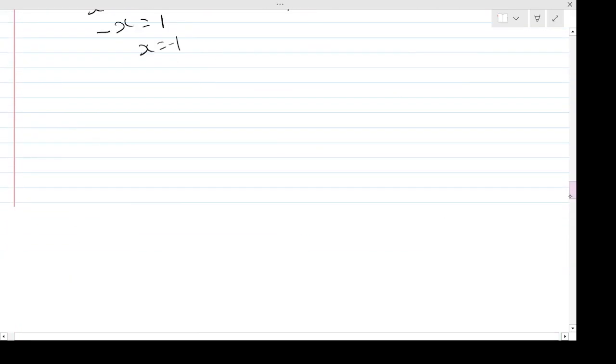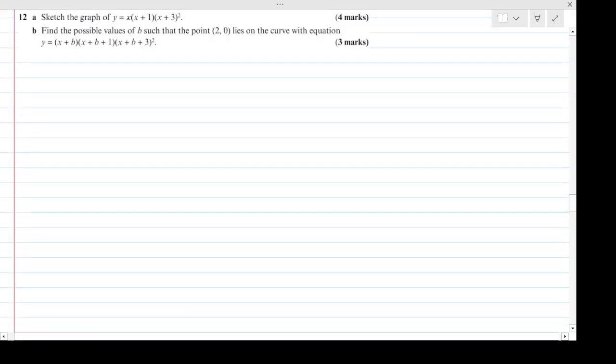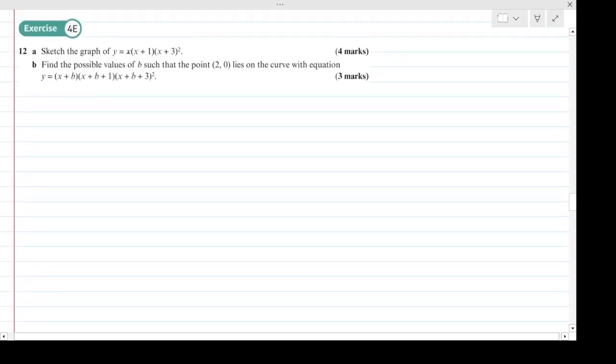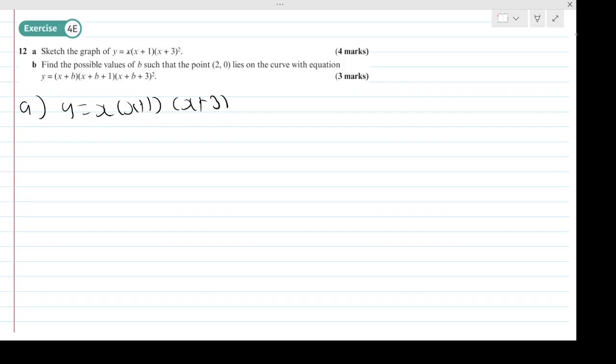Okay, cool. So I think you start to get a flavour of what we're doing here with the translations, and the whole idea that what we do inside the function, we do the opposite. And what we do outside the function, we do what we expect, and that affects if it goes up and down. Anyway, in this example we need to sketch the graph of y equals x(x plus 1)(x plus 3) all squared. So again, that is going to be a quartic, which we should know how to sketch, right?